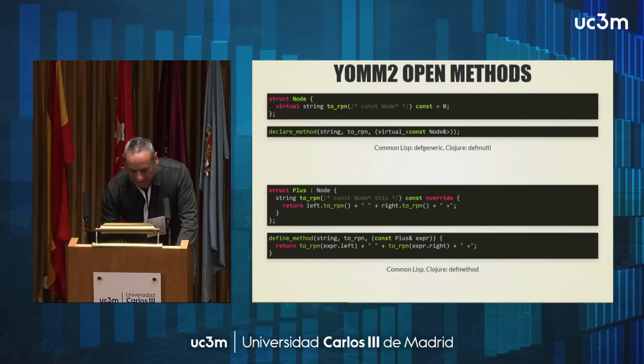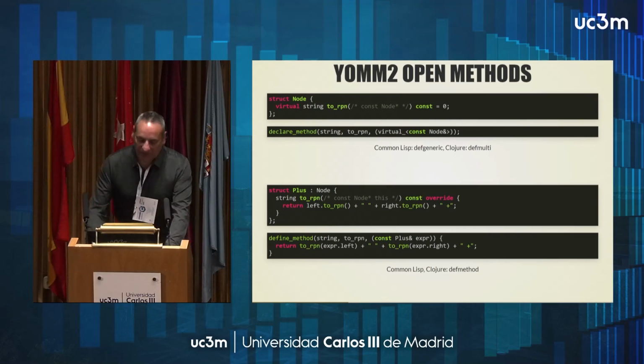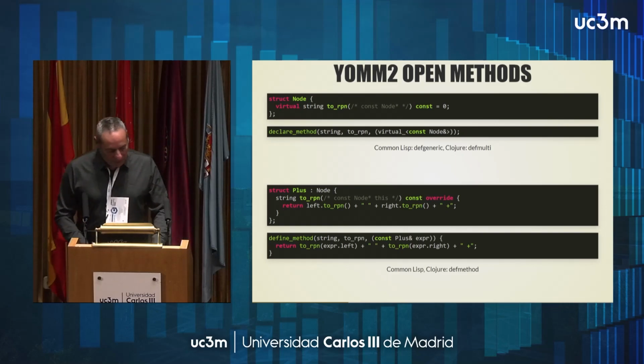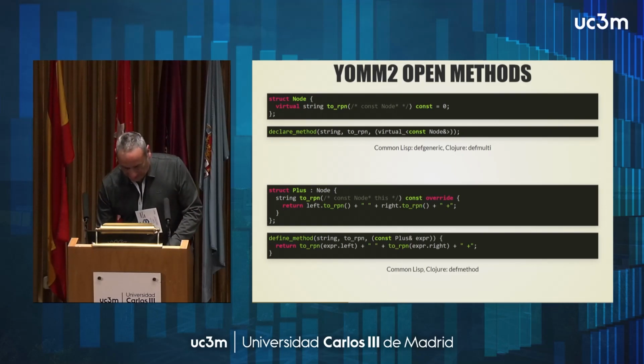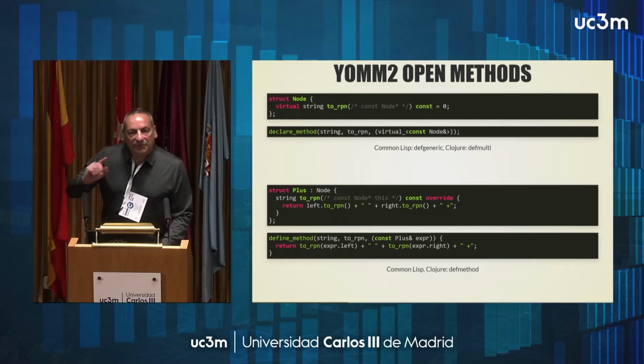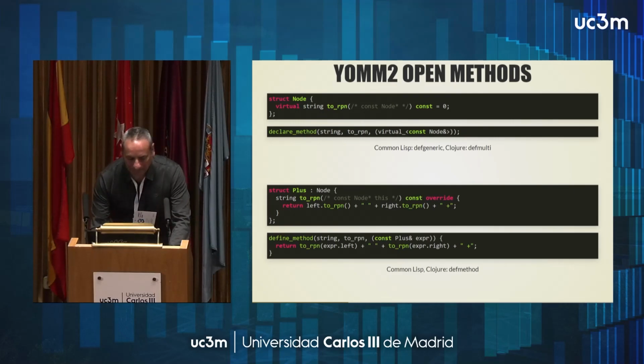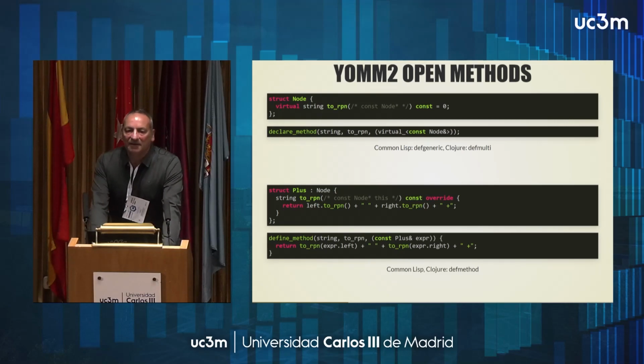I copied here the declaration of the pure virtual function toRPN from the virtual function solution. And just below, this is exactly the same thing, except that some things have moved around a bit. The function is not in the class anymore.